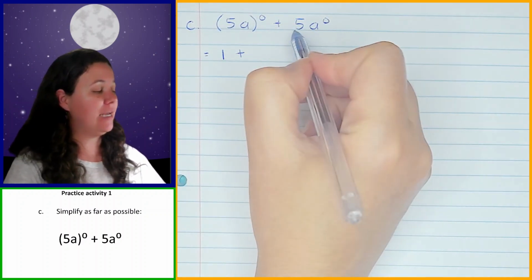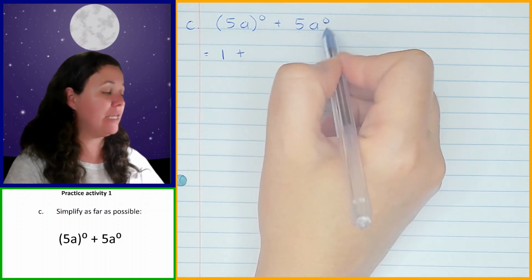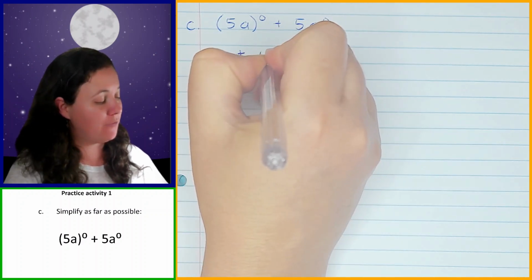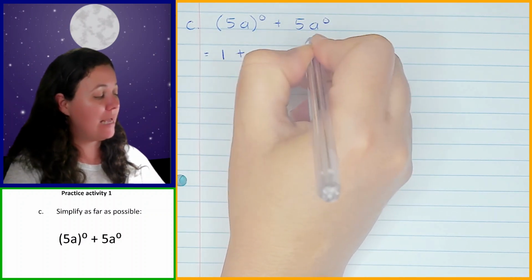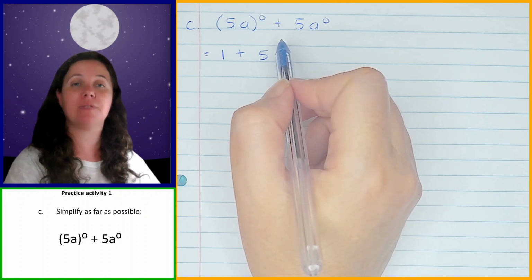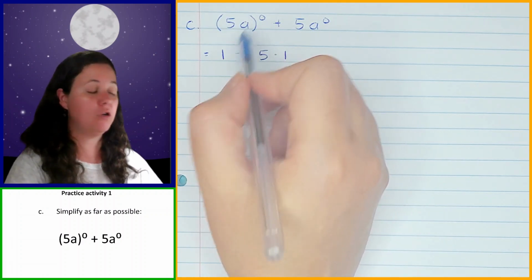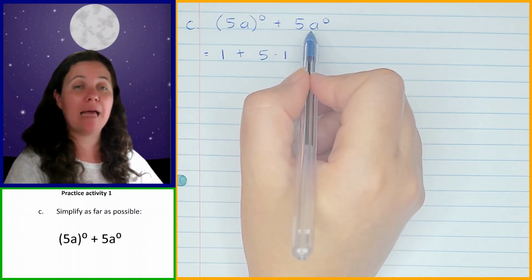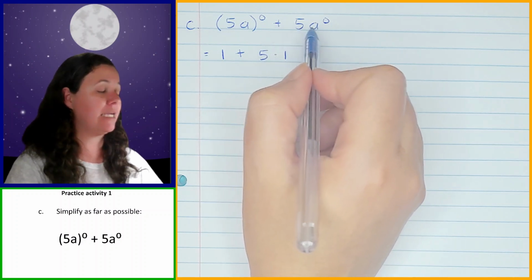Plus, now over here, only the a is to the power of 0, which means that only the a is going to change to 1. The 5 is not going to change to 1. So it's going to be 5, and remember this is multiplied together. So it's 5 times a to the power of 0, which is 1. So only the thing that has the power of 0 changes to 1. So over here, the whole thing is to the power of 0, so the whole thing changes to 1. But in this one over here, in this term, only the a is to the power of 0, so the 5 stays the same, and it is multiplied by 1.